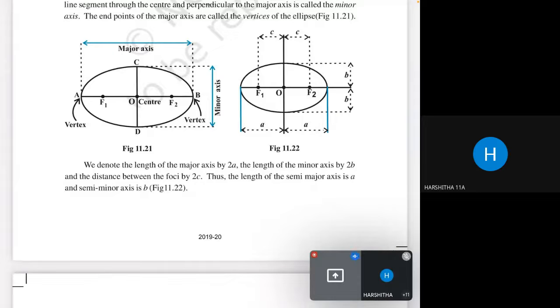In case of the parabola, whatever it may be given to you, we will denote the length of the major axis by 2a. Length of the major axis will be denoted by 2a, 0 to that particular point B. Can anyone tell me what the B point is here? A comma 0. Usually A comma 0 is the B point.